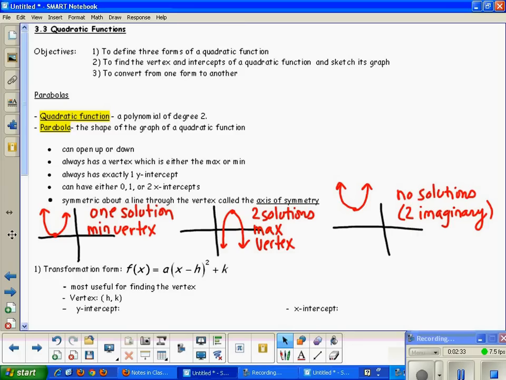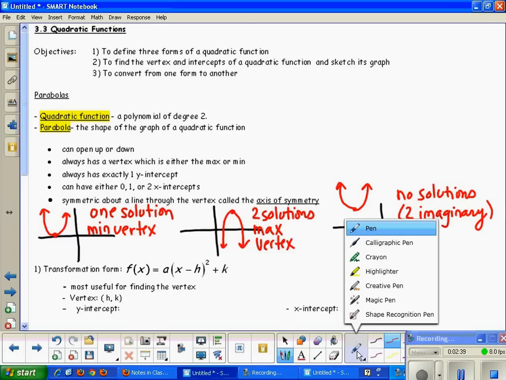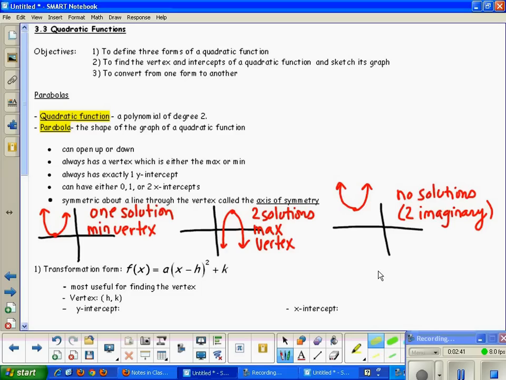So there are different types of forms that we want to talk about. The first form that we're going to talk about is transformation form. For transformation form, which is this equation right here, you have y equals a times quantity x minus h squared plus k. Of course, since this is transformation form, it's the most useful for finding the vertex. So the vertex in this case is (h, k).